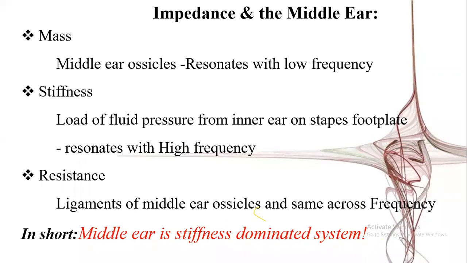Whereas stiffness, in the middle ear, we have already studied the middle ear transformer action. That means our inner ear fluid is blocking, stopping the movement of the middle ear. So it has high stiffness, very low mass, and the resistance is negligible. So in a normal adult, the middle ear is mainly a stiffness-dominated system. We have to keep this in mind, and we'll come back to this point again.